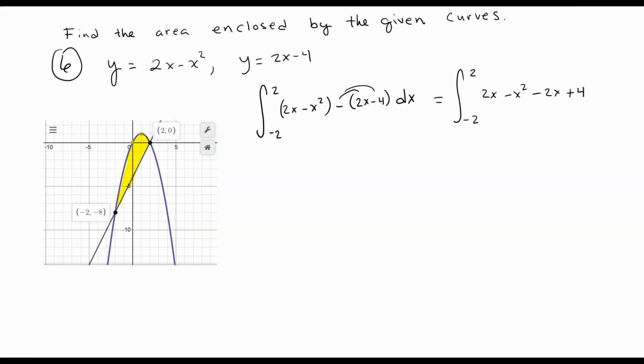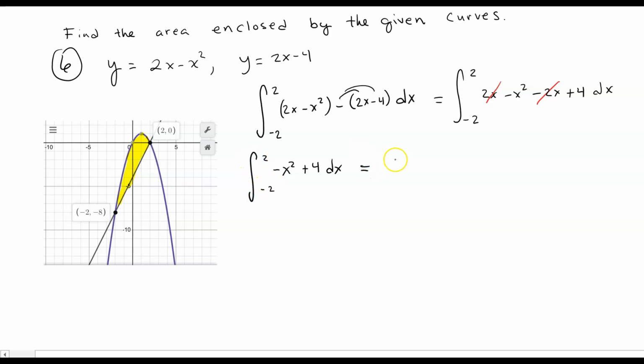And when we combine those like terms, we end up seeing that we cancel out our 2x's, and we are left with simply the integral from -2 to 2 of negative x squared plus 4. A very simple integral, if you ask me. All right, let me fix this integral symbol here. It didn't look like one.